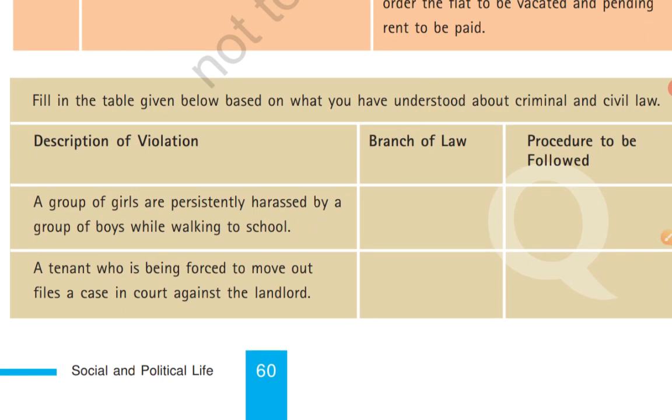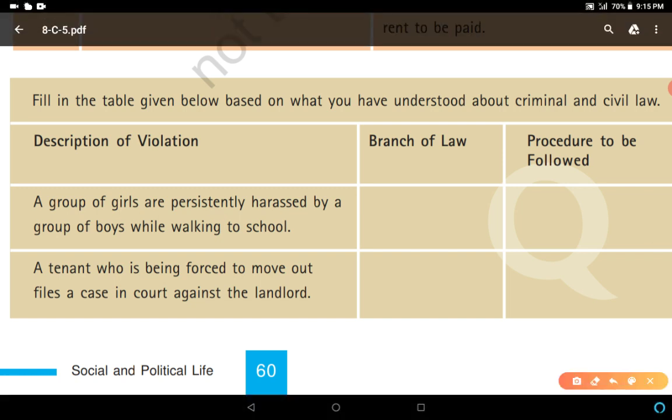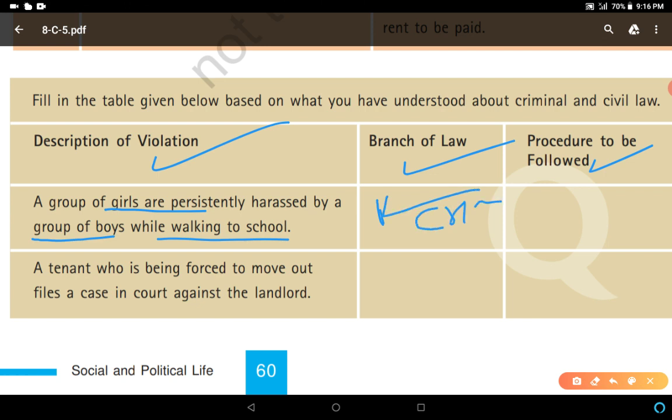We can fill this table given below based on what you have understood about criminal and civil law. This column is the description of violation, and in this column, the branch of law and procedure to be followed. A group of girls are persistently harassed by a group of boys while walking to school. In this case, what will happen? This is the branch of law, criminal, right? It is a criminal case, and an FIR will be lodged. This is the first step.